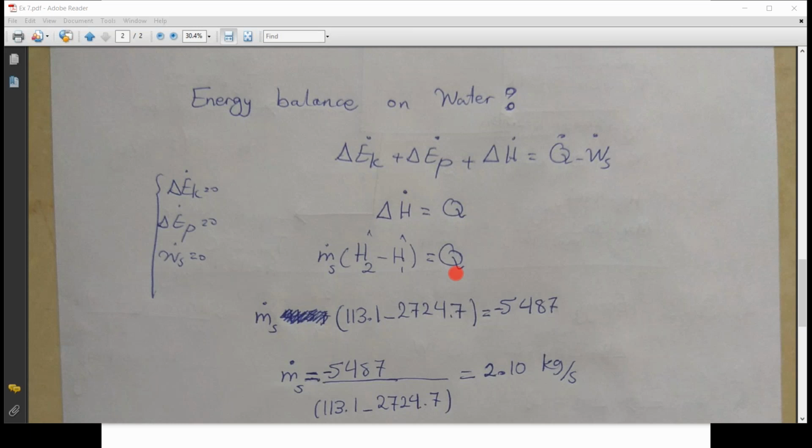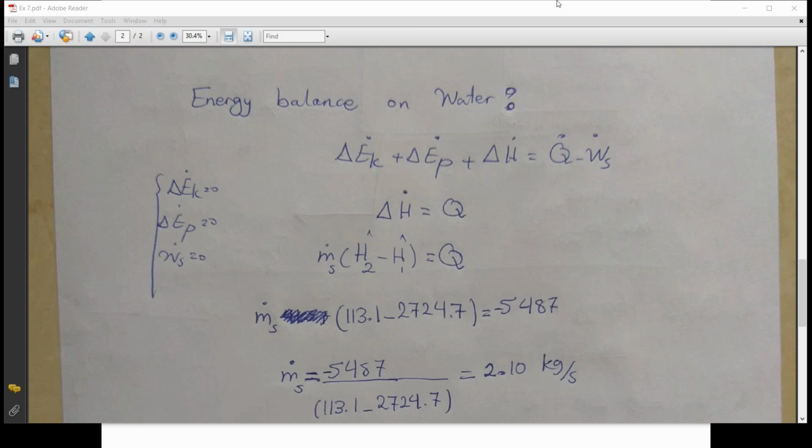But based on the assumption of the problem, whatever energy was received by the ethane was lost from the steam. So the same value of Q that we calculated for the ethane was lost by the steam. That is why I put negative 5,487. We calculated this value for ethane, right? The problem is telling us all the energy from the steam is received by ethane.